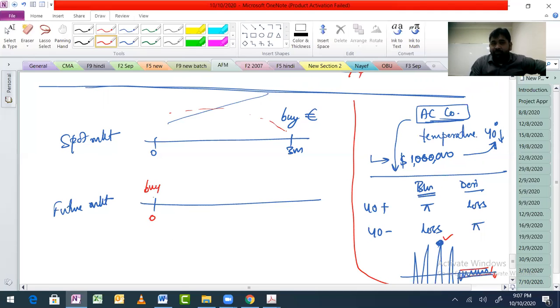Today, you buy futures, upside betting, right? Yes. Fine. Upside betting. Buy means upside betting. Sell means downside betting. You are betting for the downside. That is sell. Correct? Yes. You are betting for the upside means buy.